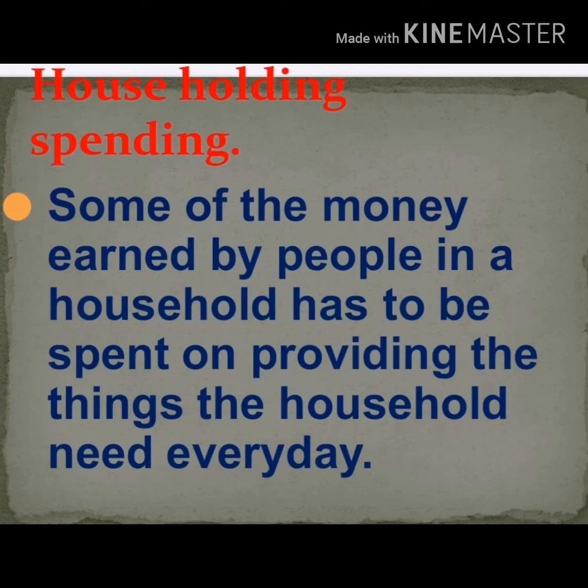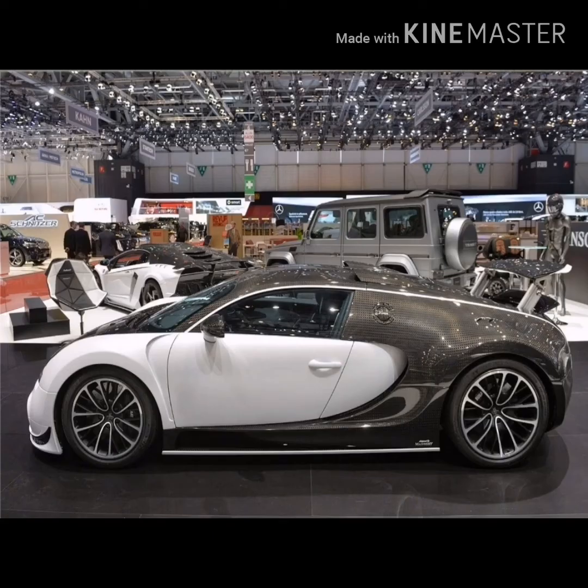Household spending. Some of the money earned by people in a household has to be spent on providing the things the household needs every day. A household may also need to buy more expensive things. If the household cannot afford the expensive items, then some of the money a household has is saved. When the household has saved up enough money, the expensive items can be bought. A household manages money so that expensive items can be bought. Like maybe you want an expensive thing and you don't have money, you have to save to get that thing that you want.